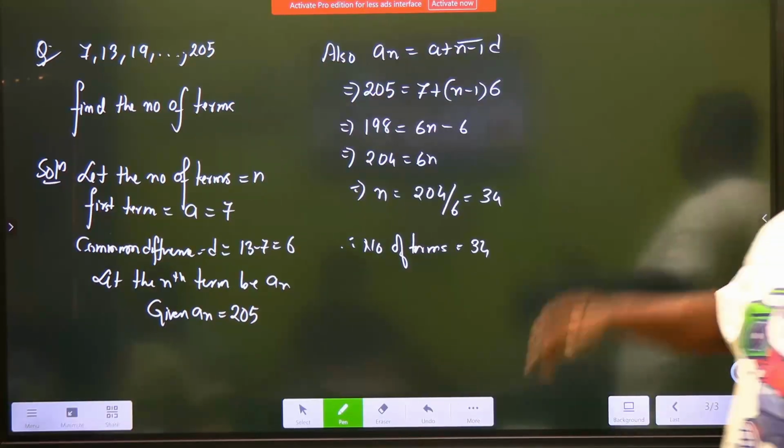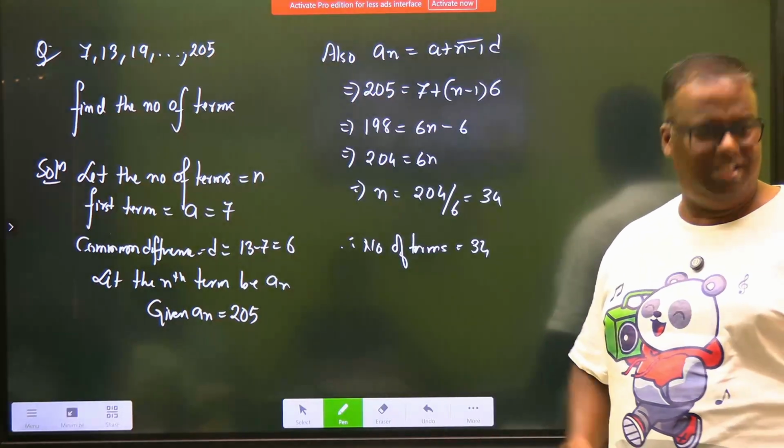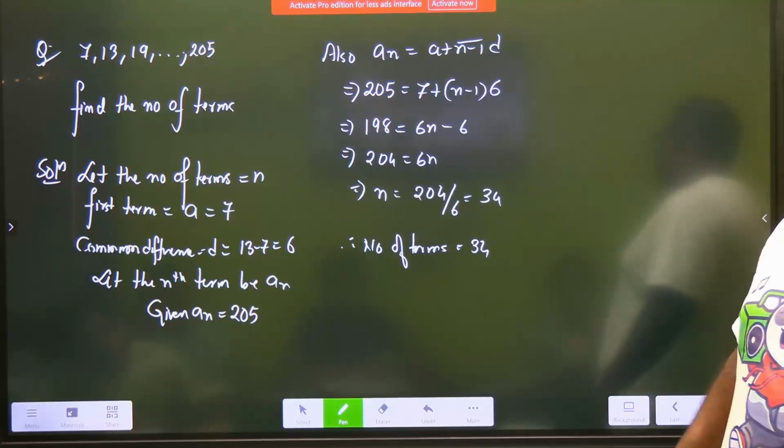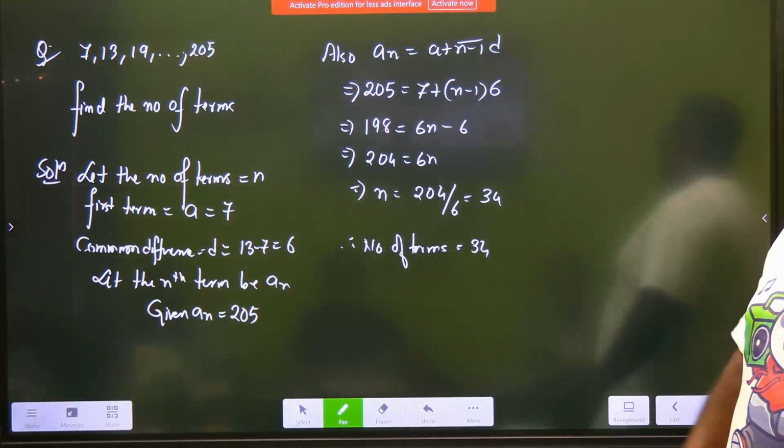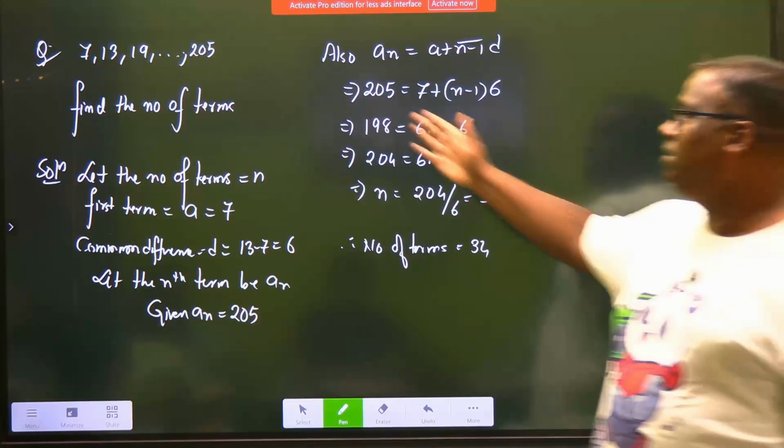What is the second term? A plus d. Yes, it is a plus d. What is the fourth term? A plus 3d. What is the rth term? A plus r minus 1 into d. So nth term is the last term.